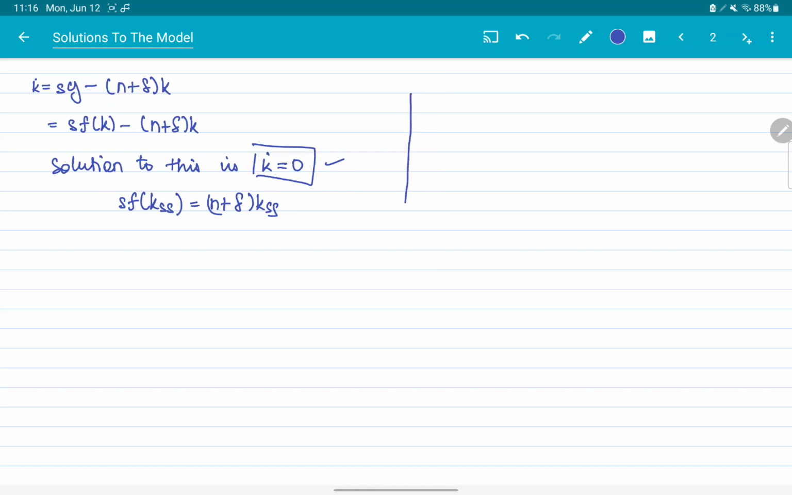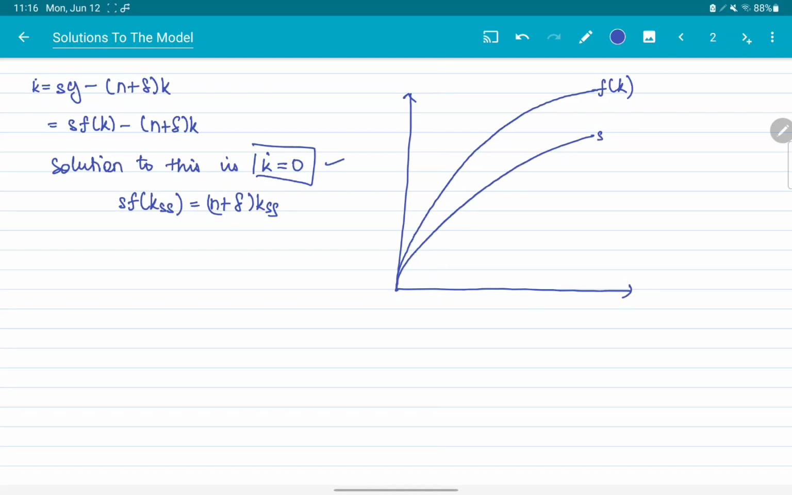Diagrammatically then, let's just look at the standard production function. So this is f of k. s times f of k therefore looks like this. You know n plus delta looks like a straight line. And so where these two are equal, you have k_SS. Right? This is what steady state looks like.